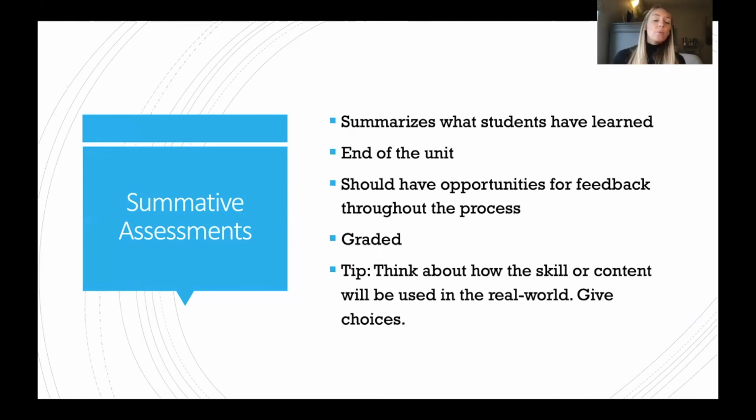Now, when we are doing a summative assessment that is authentic, we want to make sure that we are giving students opportunities throughout the process to receive feedback. And that takes us back to formative assessment. That's why formative and summative assessment are so closely knit together, because they build off of each other.